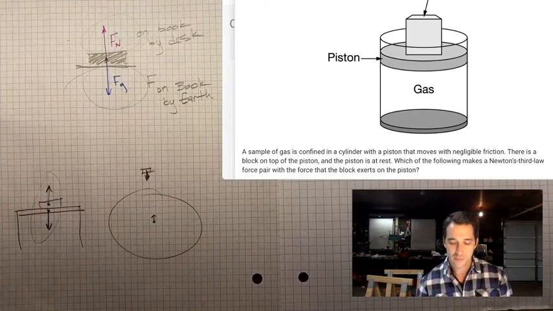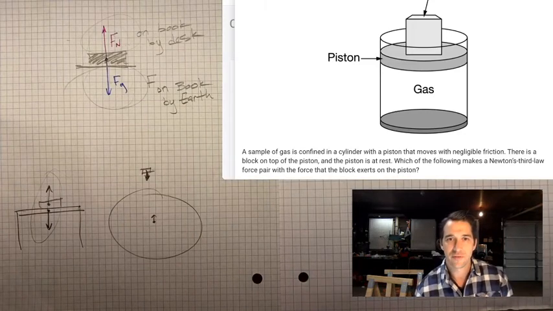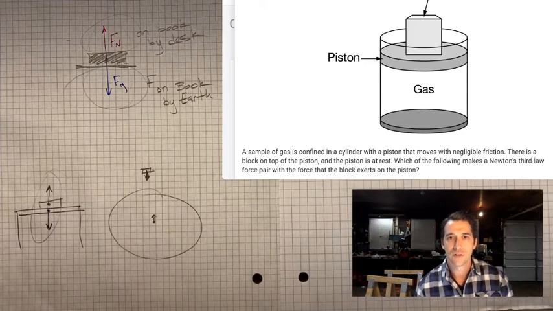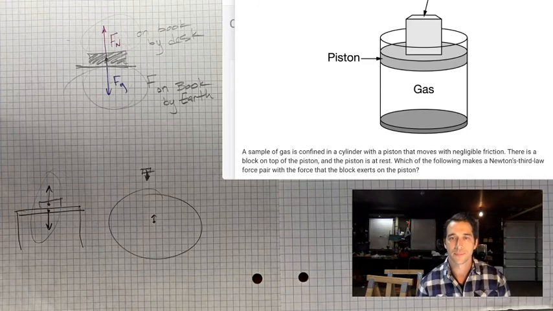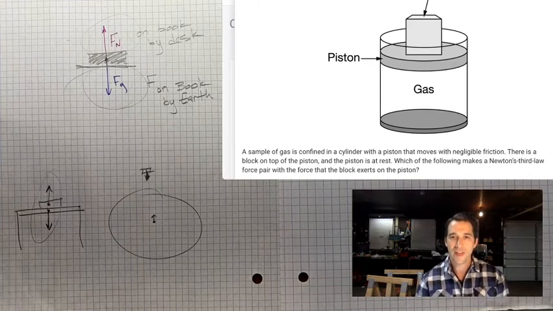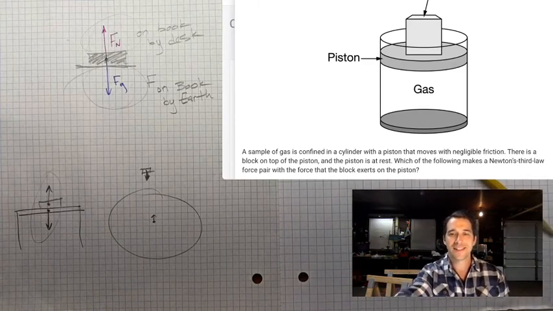So in this problem, they're asking us about that same type of force pair between the force that the block exerts on the piston. And that's going to be the force that the piston exerts on the block. All right? So I hope that helps clarify some things and reminds you a little bit about Newton's third law.